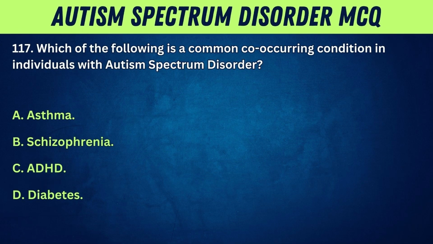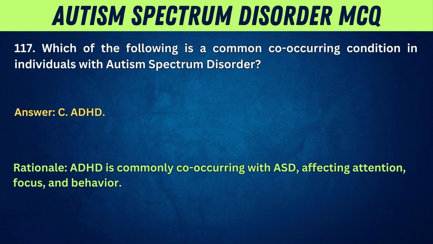117. Which of the following is a common co-occurring condition in individuals with autism spectrum disorder? A. Asthma. B. Schizophrenia. C. ADHD. D. Diabetes. Answer: C. ADHD. Rationale: ADHD is commonly co-occurring with ASD, affecting attention, focus, and behavior.